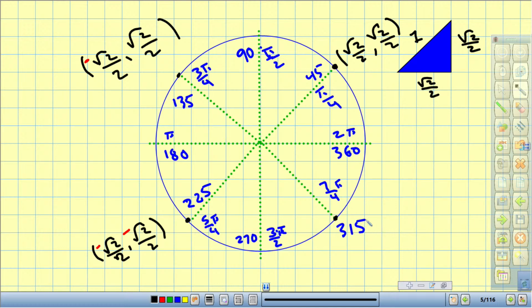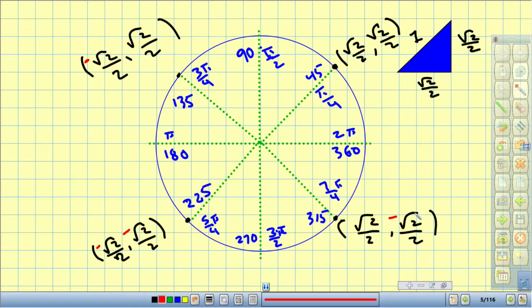And at 315, I'm also going to end up with, again, what do you think I'm going to put here for 315? What do you think I'm going to put for the cosine and sine here? Well, that's not surprising, right? Yep, it's going to be the same. Square root of 2 over 2, square root of 2 over 2, right? And I just have to adjust that. The sign is negative. That's it. I'm done with the 45.